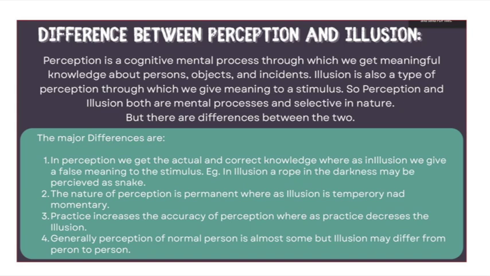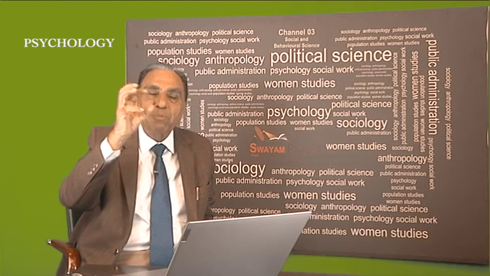Perception is a cognitive mental process through which we get meaningful knowledge about persons, objects and incidents. Illusion is also a type of perception through which we give meaning to a stimulus. So perception and illusion both are mental processes and selective in nature, but there are differences between the two. In both there will first be sensation, and that message will go to the brain via neurons, and they will give meaning to it.